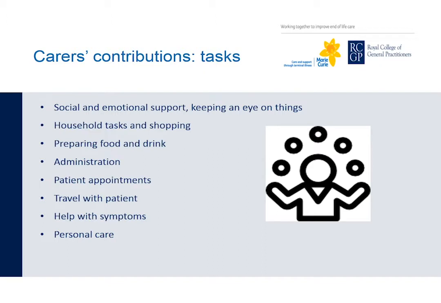In our national survey, carers told us that they provide help with a very wide range of tasks to support the patient's care and well-being. This can range from social and emotional support and keeping an eye on things, through everyday household tasks, shopping, preparing food and drink, and administration, to organising and attending patient appointments and travelling with the patient, helping with symptoms, and providing personal care. Carers essentially cover whatever is needed to support the patient, and many undertake quite complex tasks for which they have no training, including personal care and help with symptoms.